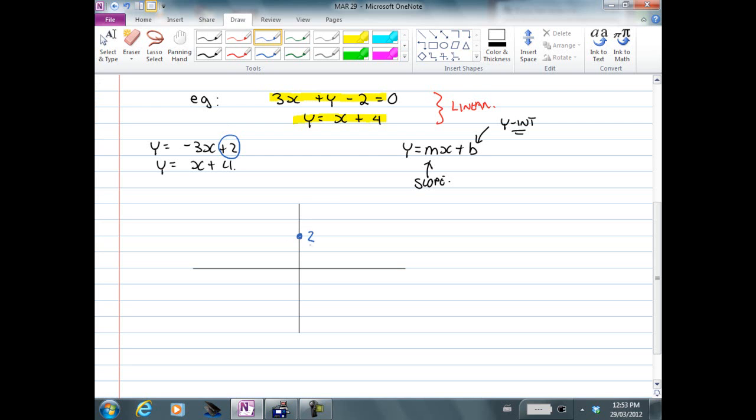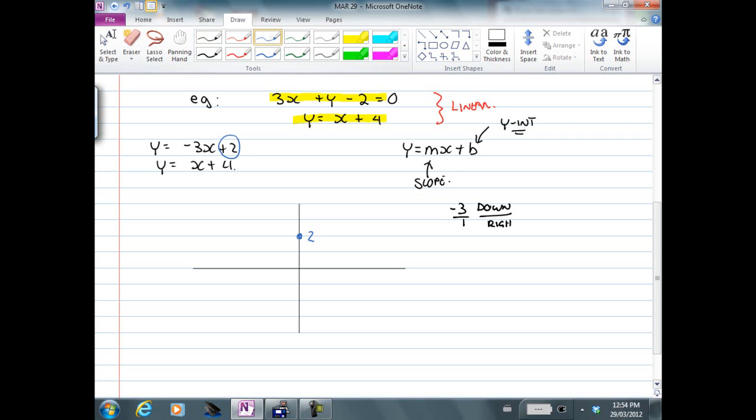Pawan, what does negative 3 mean? Does that mean go up or down, and by how many? Down, so you go down 3. Now, once you go down 3, are you going to go left or right? So it would be negative 3 over 1, which is down 3. Then you go 1 to the right.